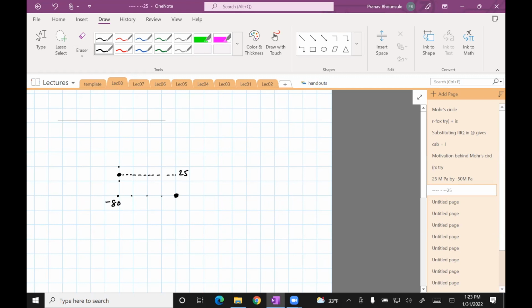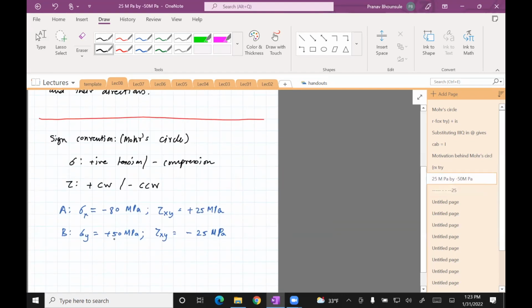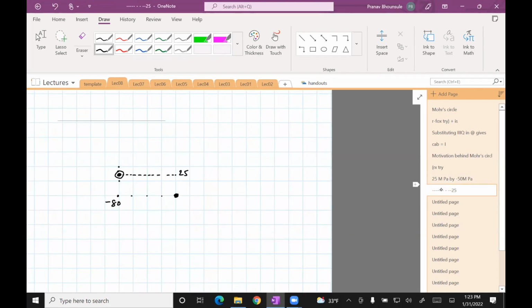Okay, I'm going to try to get the circle to pass through this point. And then the other stress is 50 on the x-axis and minus 25 on the y-axis. So 20, 40, 50 is about here. And then 25 is this much. Okay, so I need to draw a circle through those 2 points.